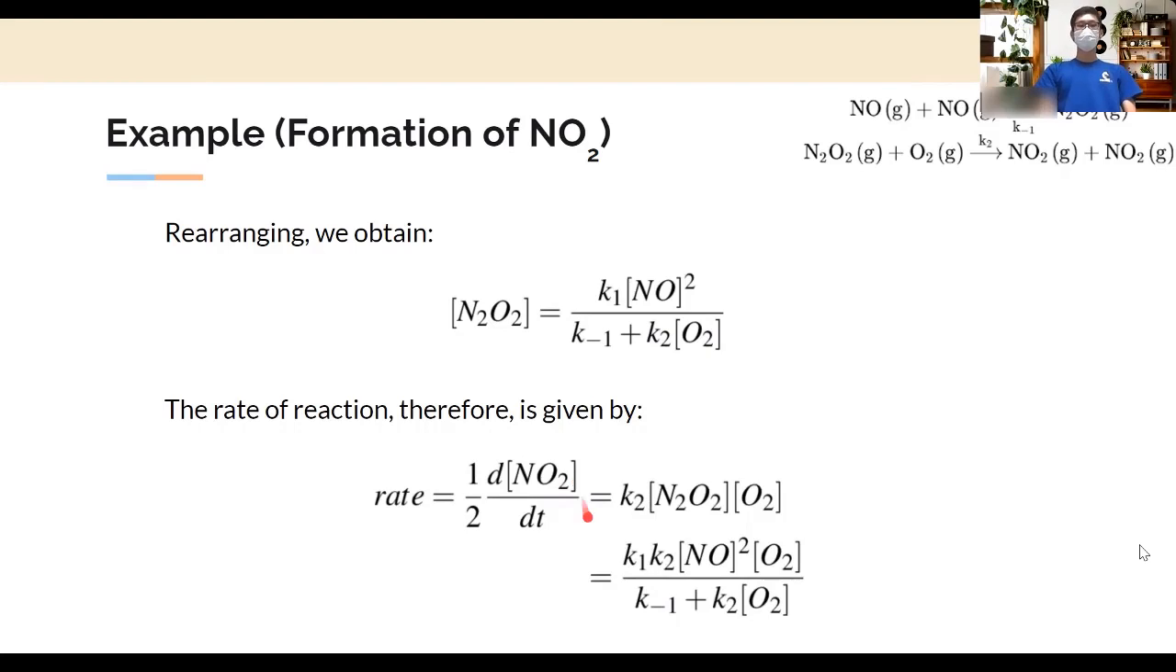The rate of reaction is given by how quickly NO2 is produced, and we add a half in front because for every 1 mole of oxygen, so of the reaction mixture, I guess, we get 2 moles of NO2. So we multiply this change in NO2 concentration by half. And then for the second one, we get K2 times N2O2 times O2, which is equal to how quickly NO2 is formed, equal to this rate as well. And finally, by substituting in the concentration of the N2O2 term, we will get the last equation, which is here.